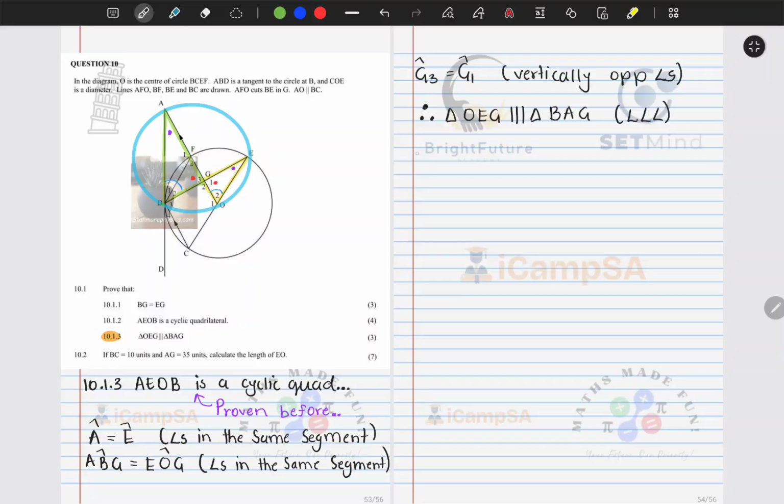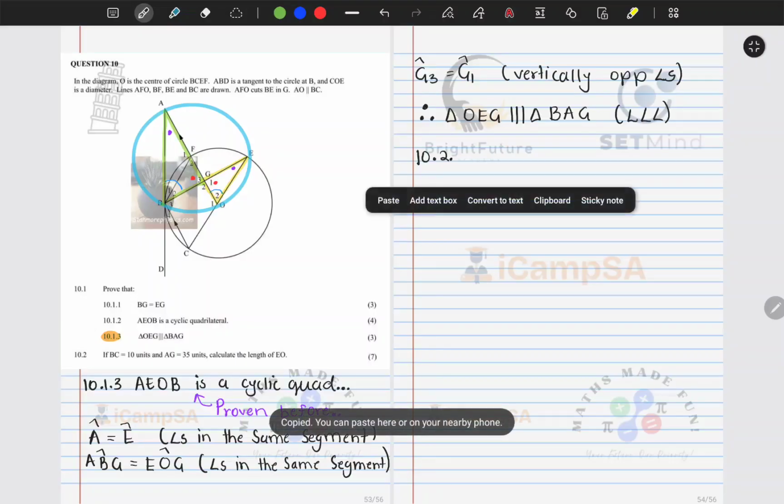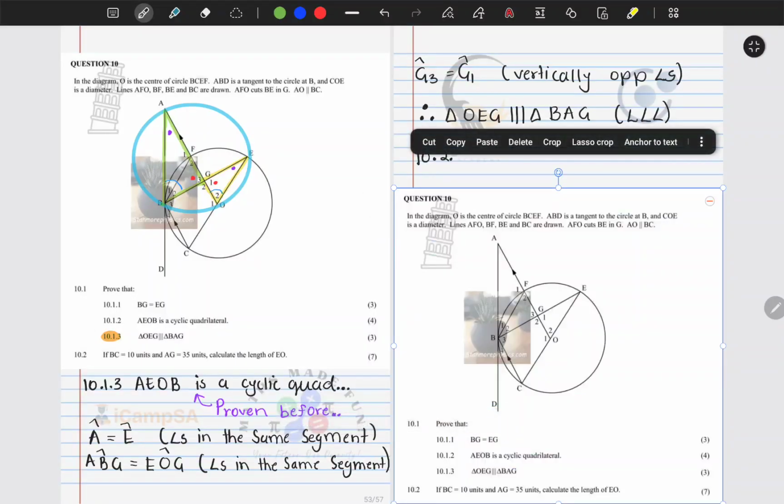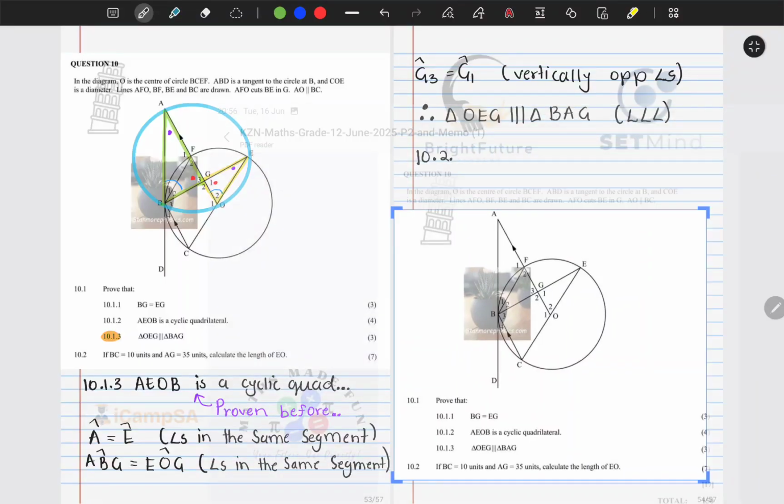So with that said, let's go and have a look at 10.2. We are told if BC is equal to 10 units, and AG equals 35 units, calculate the length of OE. So let me see if I can quickly label this sketch here.